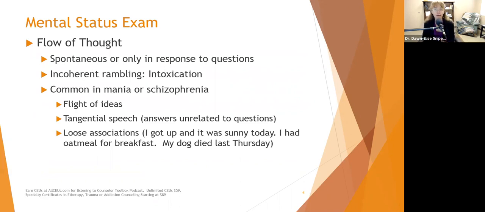If they have incoherent rambling, they may be intoxicated. They may also be experiencing some level of psychotic issues. Common issues that you may see in the flow of thought if you're dealing with somebody who is in the middle of a manic, hypomanic, or schizophrenic episode. They may have a flight of ideas, just kind of all over the place. They may have tangential speech, which is that they provide answers that are unrelated to the questions. You may ask, "How are you doing today?" And they say, "I decided to wear blue jeans because it was going to be cold." Okay, not really an answer to my question.